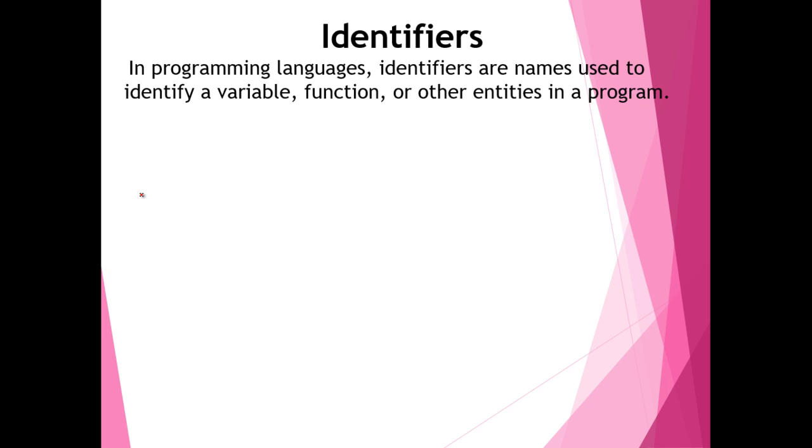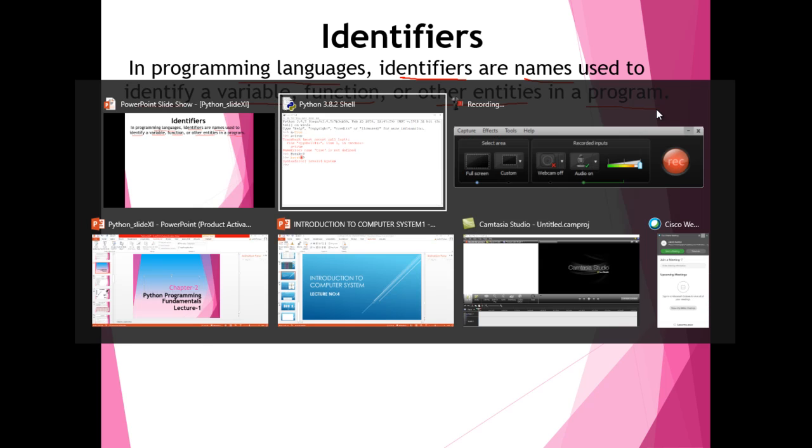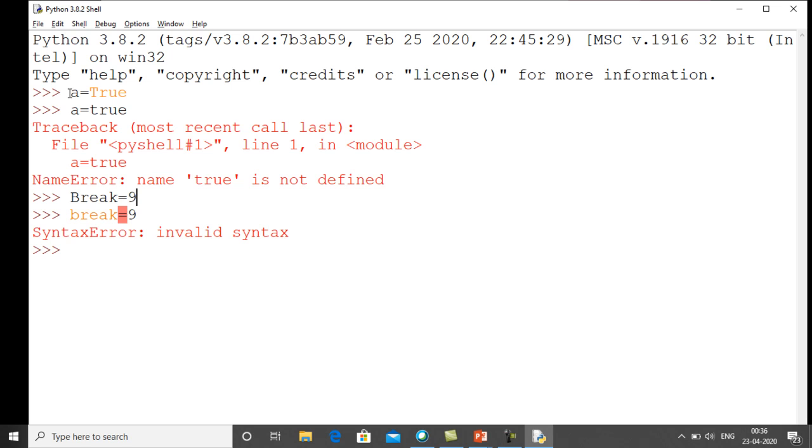The first point is that in a programming language, identifiers are the names used to identify a variable, a function, and other entities in a program. In this case we have used a to store the value of the keyword True. Over here we use break to store the value 9. So in these two examples, a and break act as identifiers.